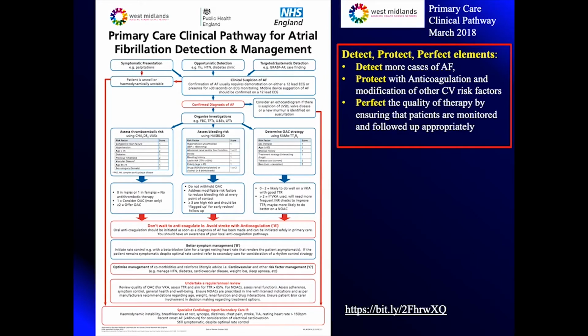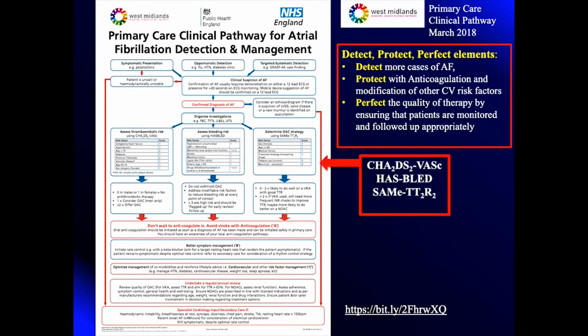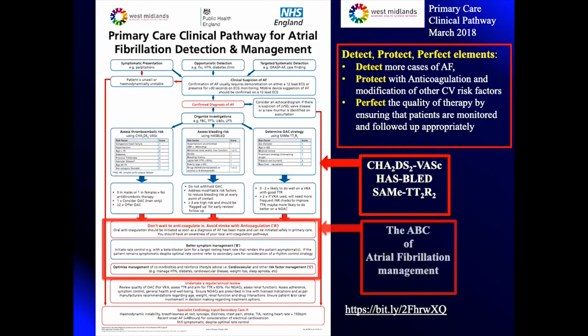This refers to the efforts to detect atrial fibrillation, and there's the aspects of risk stratification, such as using the CHA2DS2-VASc score for stroke risk, the HAS-BLED score for bleeding risk, and then the next step is the ABC of atrial fibrillation management. A, avoid stroke with anticoagulation. B, better symptom management. And C is cardiovascular and comorbidity risk management. This is atrial fibrillation detection and management on a single page and issued by the West Midlands Academic Health Science Network to primary care and non-specialists.